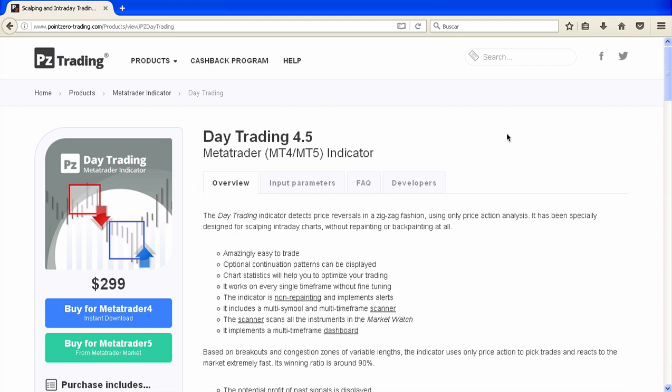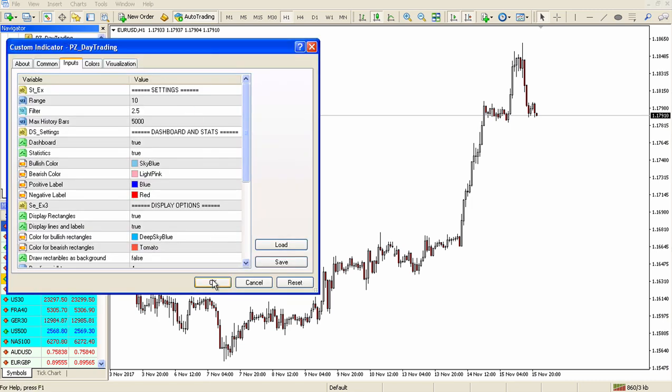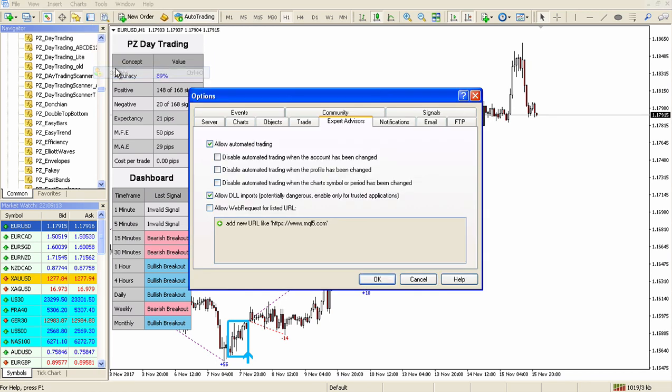I'm going to walk you through what the indicator does, its main features, and input parameters. So without further ado, let's load the main indicator to the chart. Once the indicator loads, you'll see it displays breakouts on the chart. If the chart remains empty, make sure to enable DLL calls in your Metatrader platform.